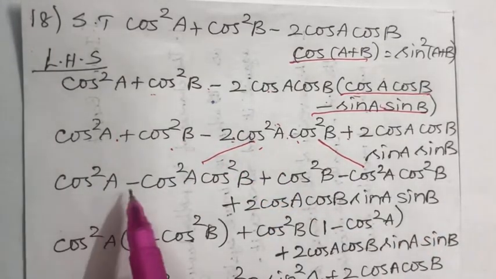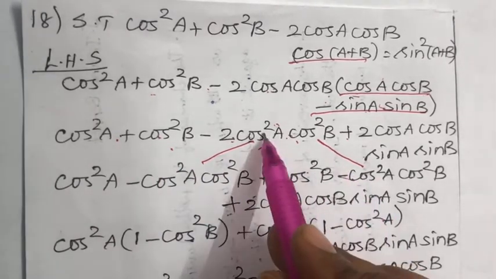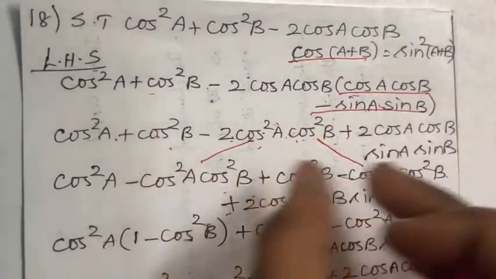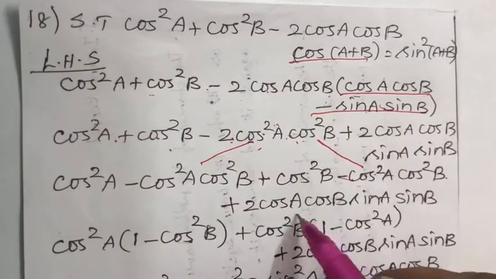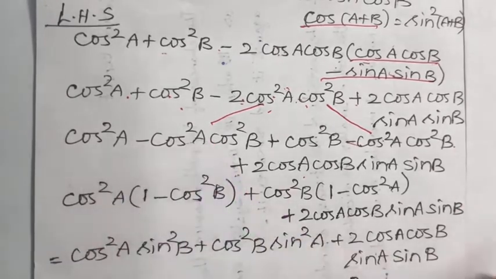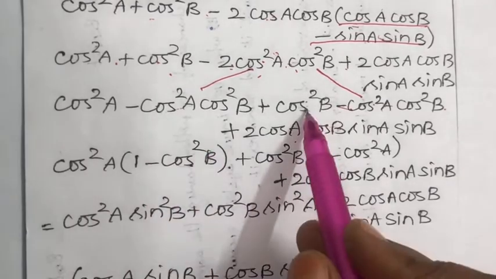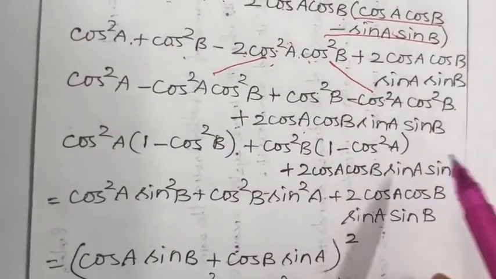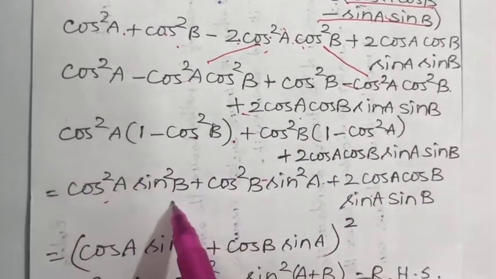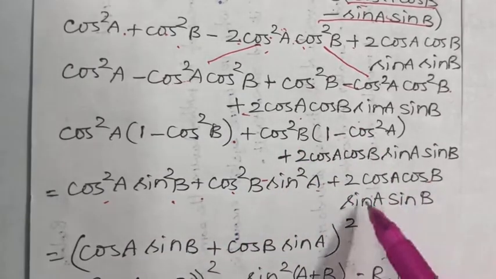So cos square A minus cos square A cos square B plus cos square B minus cos square A cos square B. This one is split into two terms, and I am writing here plus 2 cos A cos B sin A sin B. So we can take cos square A as common. So cos square A into (1 minus cos square B) plus cos square B into (1 minus cos square A), and the last term as it is. So cos square A into sin square B plus cos square B into sin square A plus 2 cos A cos B sin A sin B.